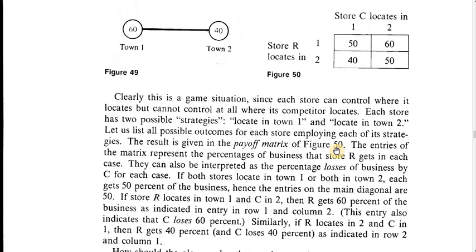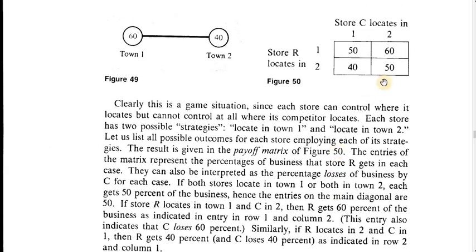So how should the two players play in this case? Well, you look at this 60. This 60 looks like a plum, right? Both players are going to want the 60. So you might say store R should locate in town 1, and then he can get 60%. But store C isn't that stupid. Store C realizes that if store R chooses town 1 and store C chooses town 2, he's going to lose 60%. Well, that's just not a smart option.